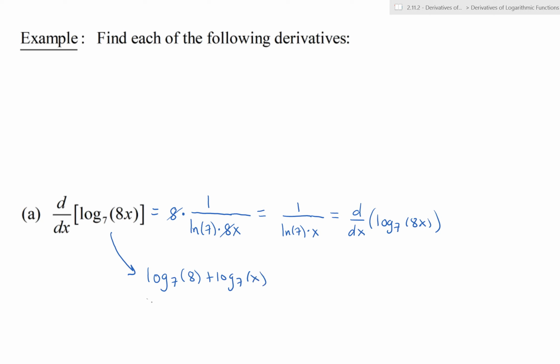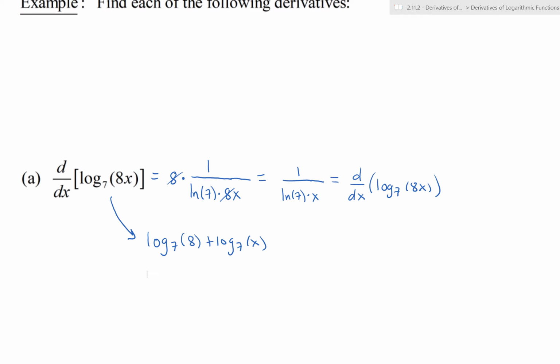And since this is just a constant, when we differentiate it, it goes to 0, and we're always going to be differentiating just a logarithm of base 7 of x here. So you can think about how that might be generalized.